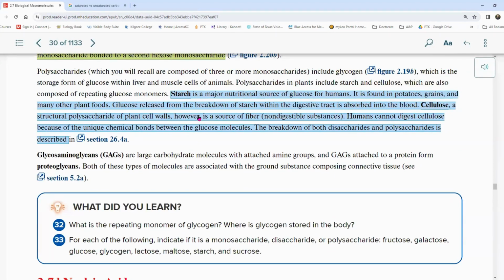Starch is a polysaccharide that's found in plants. Glycogen is the polysaccharide that's found in animals. So when we eat a lot of starches, we're eating essentially the glucose of plants. And then when we're eating steak, we're eating a lot of the glycogen.